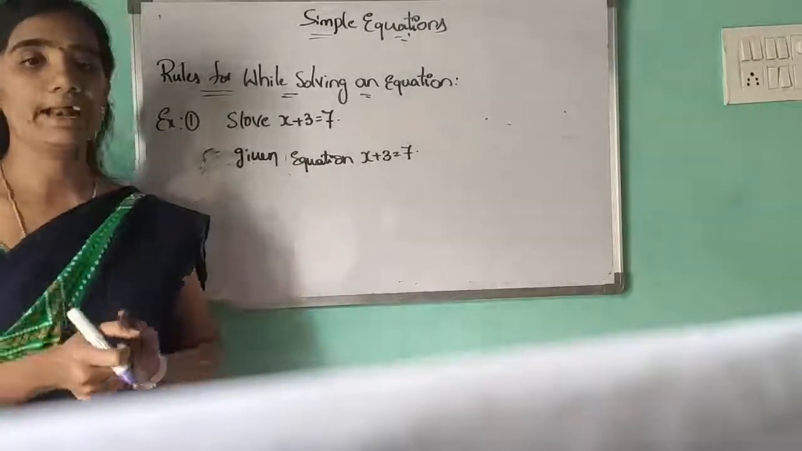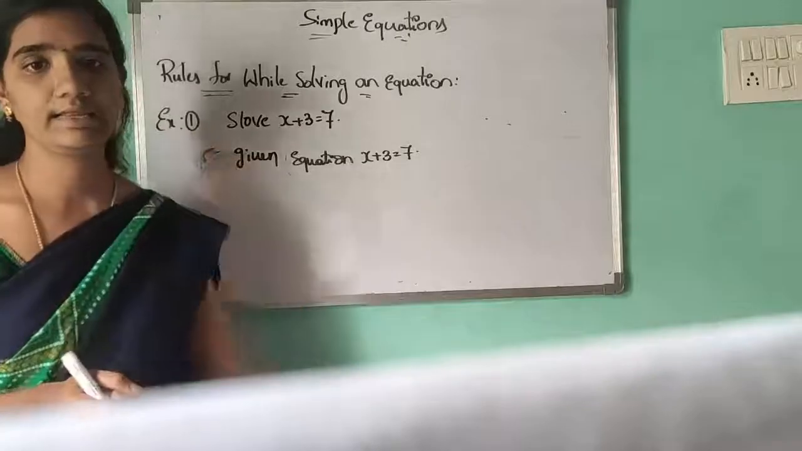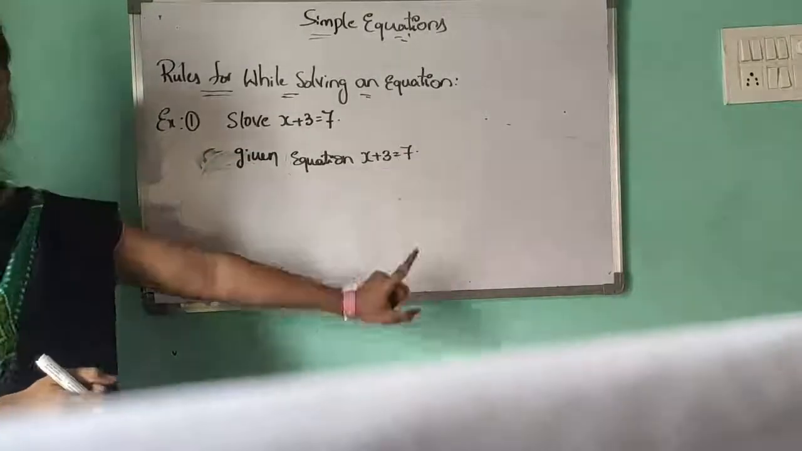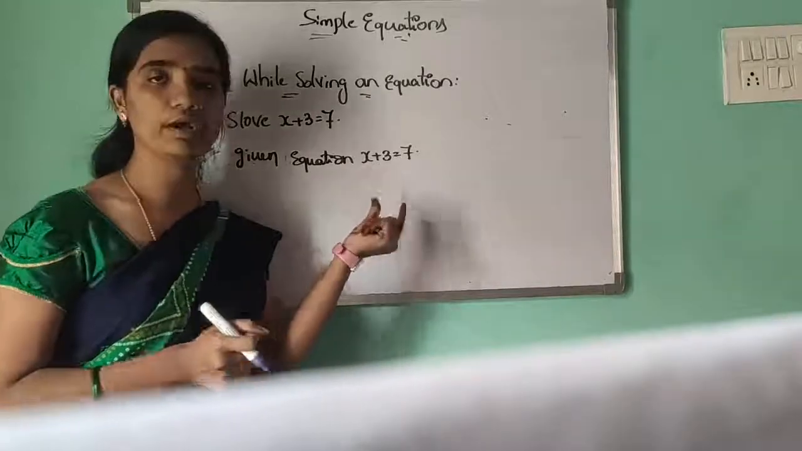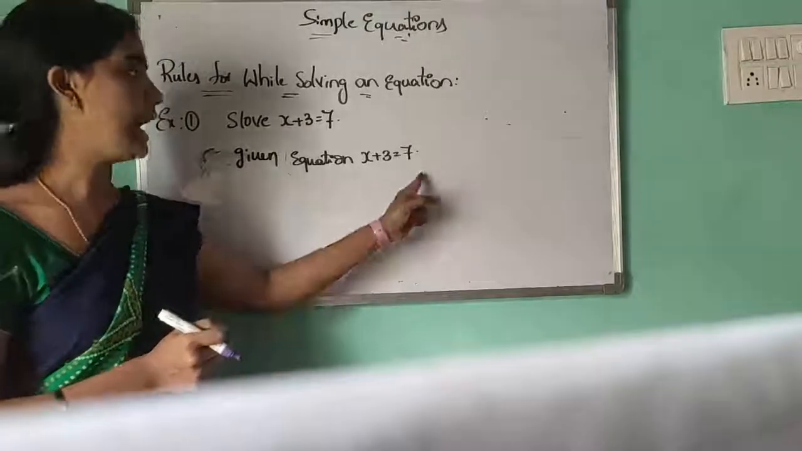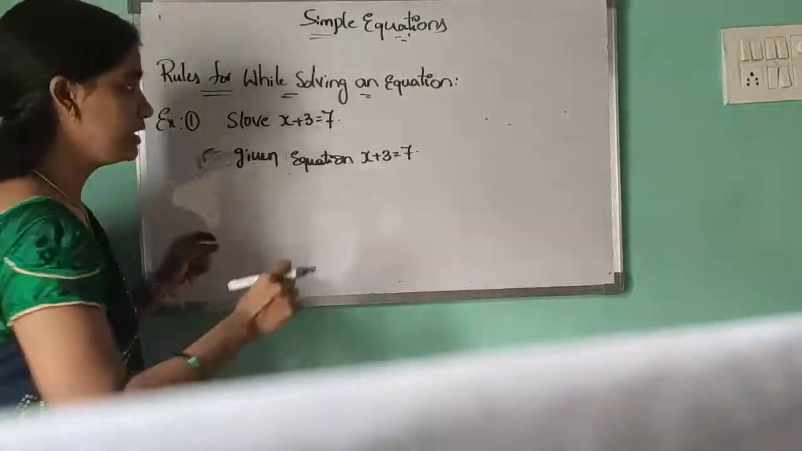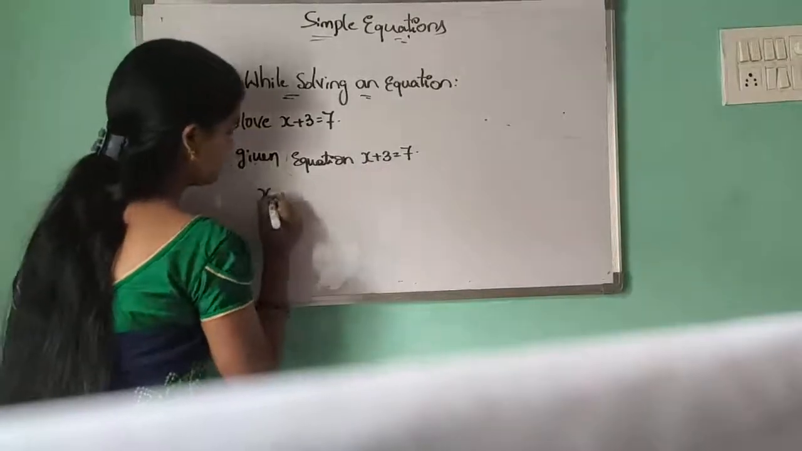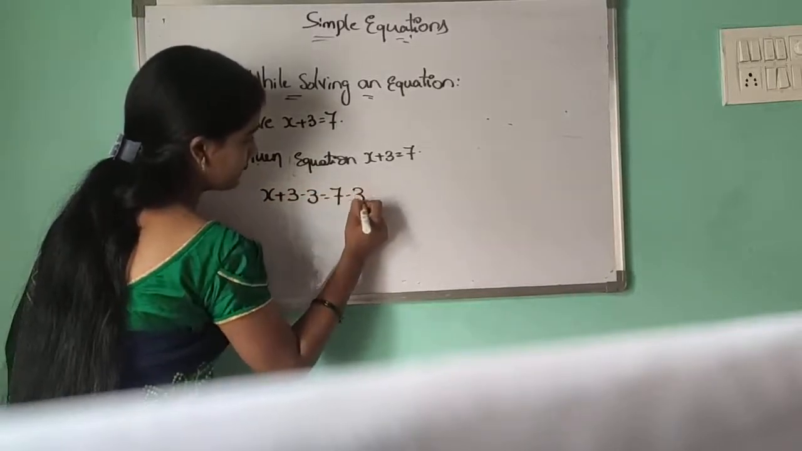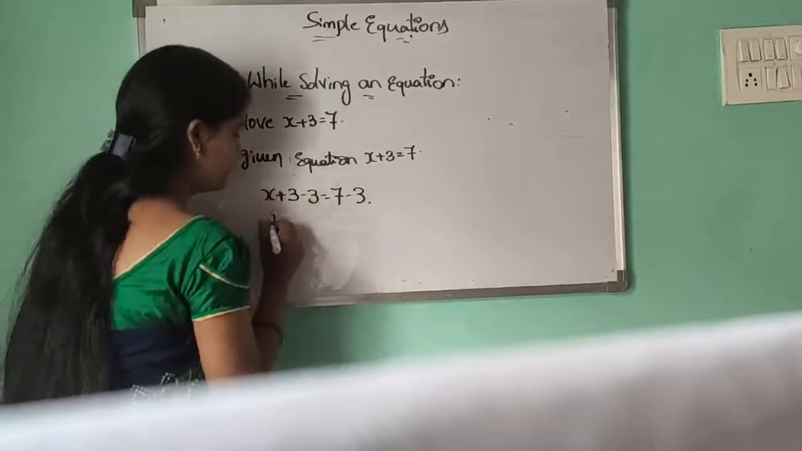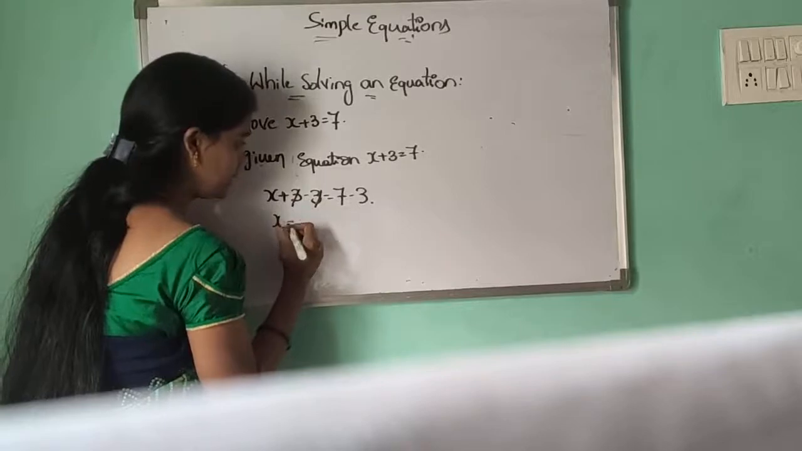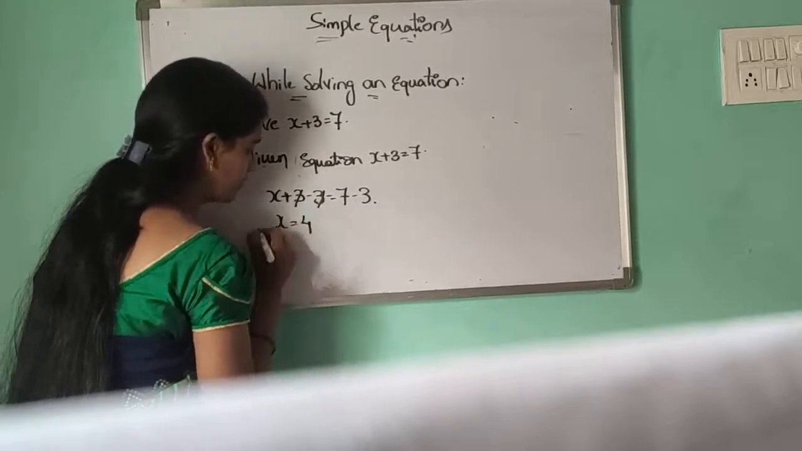Here we add minus 3, that means subtract 3, and we will get the x value. In the same way, whatever we add on the LHS, the same number is added on the RHS also. So here we subtract 3: 7 minus 3. The plus 3 and minus 3 cancel, x equal to 7 minus 3 equal to 4.